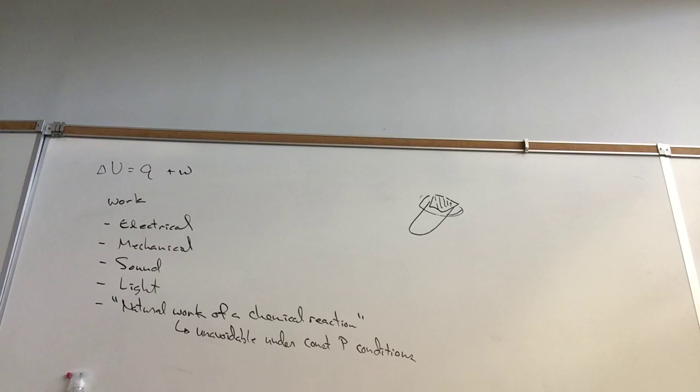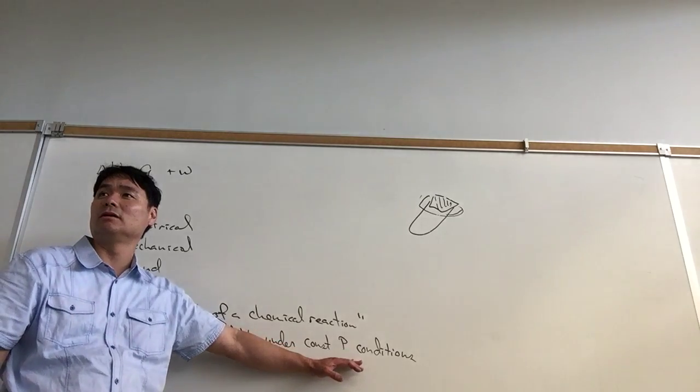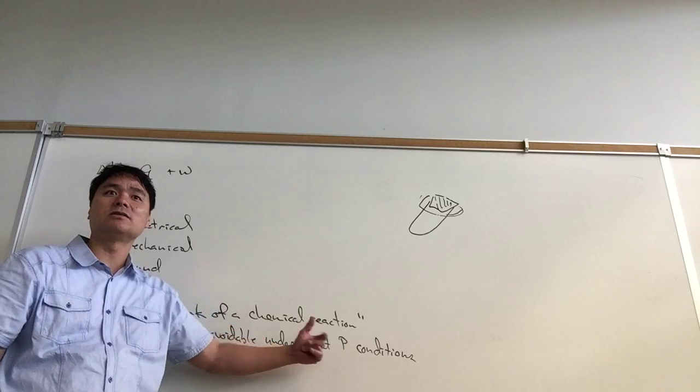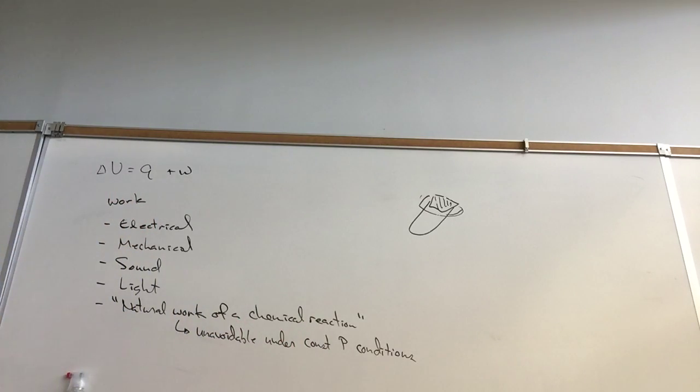But we aren't doing it under constant volume conditions. We're doing it under constant pressure conditions. Now, could you have avoided doing the work? Could the system have avoided doing the work? No. And so this is what we call the natural work because it's unavoidable. You have to do it.